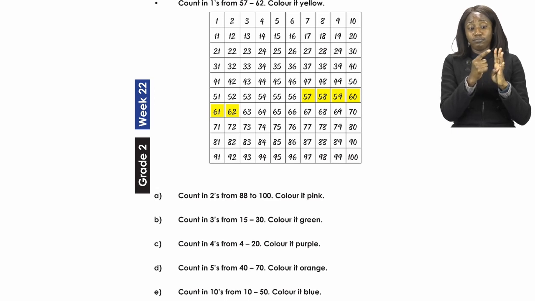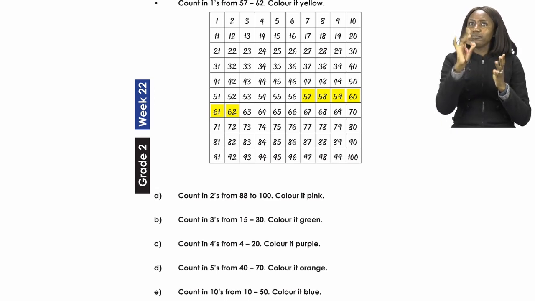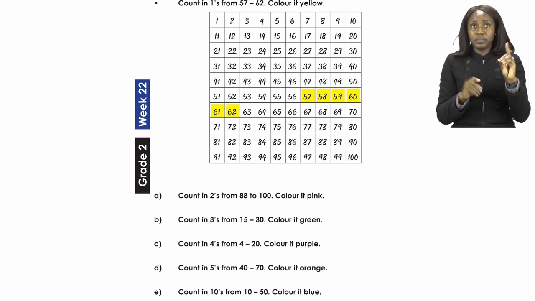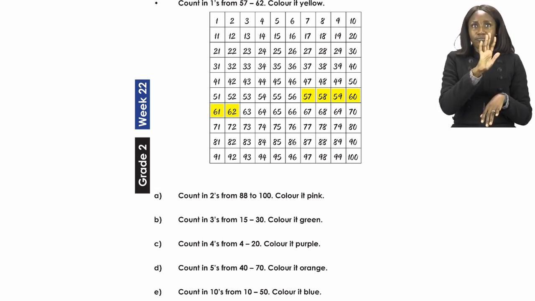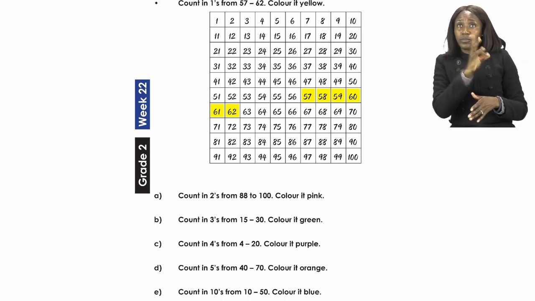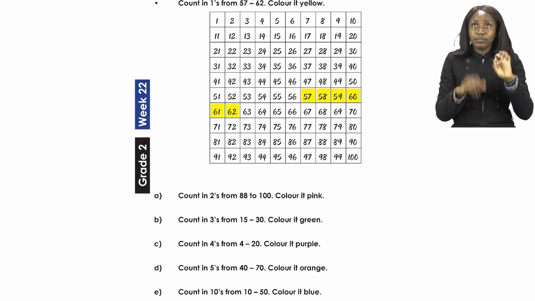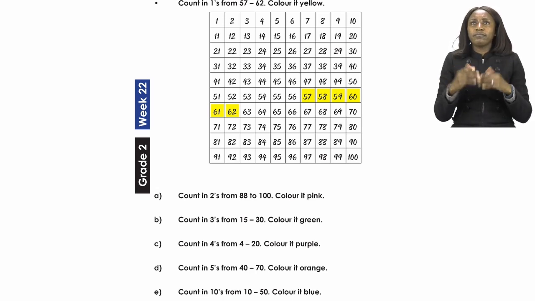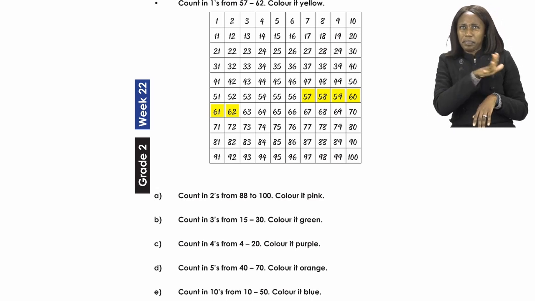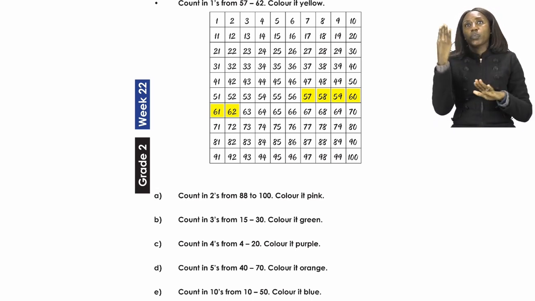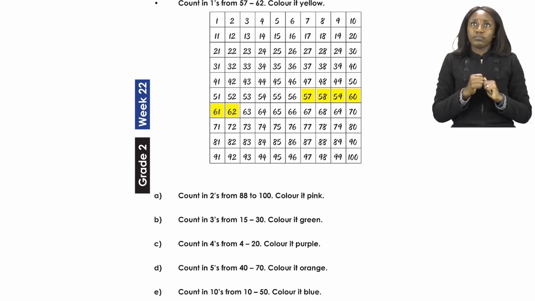For D, you will be counting in fives from 40 to 70. Then don't forget to color it orange or circle with the color orange. Then the last one is asking you to count in tens from the number 10 all the way to 50. This time you will be using blue.